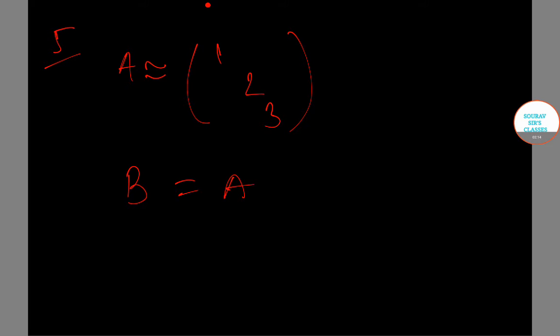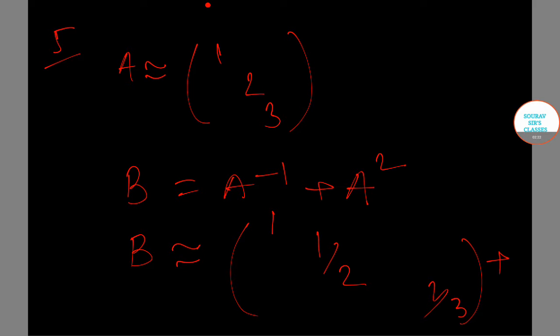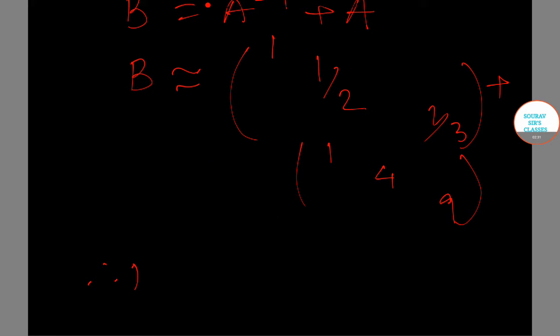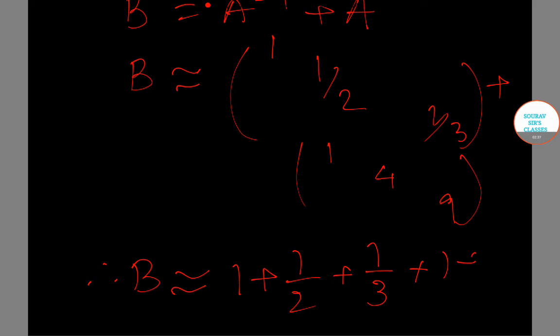So we can say that the eigenvalues of A are 1, 2, 3 and B is equal to A inverse plus A square. B has eigenvalues 1, 1/2, 1/3 plus 1, 4, 9. So we can say that the trace of B is 1 + 1/2 + 1/3 + 1 + 4 + 9. This gives us 15 + 5/6 = 95/6. So the correct option is option B.